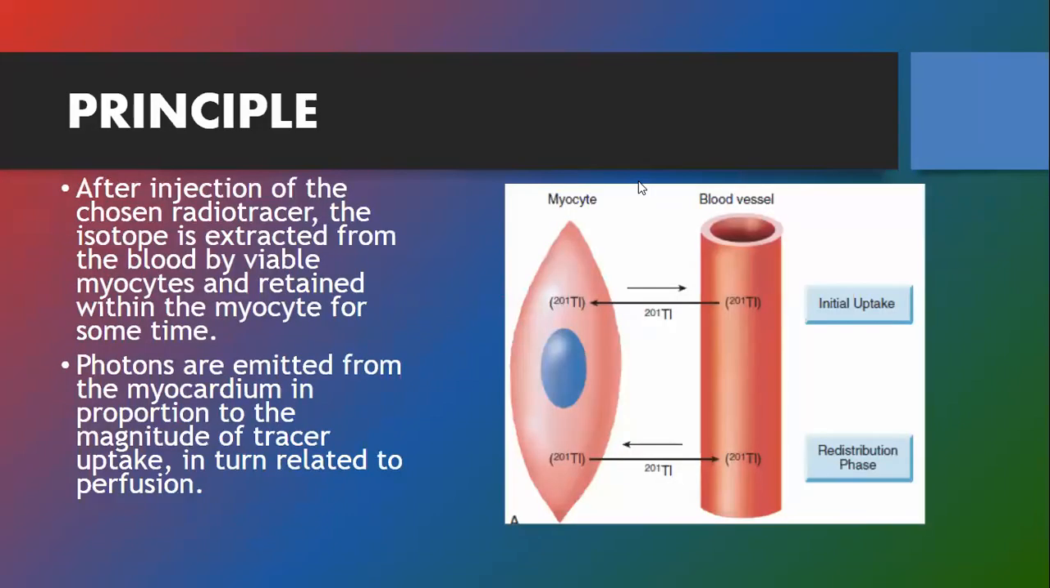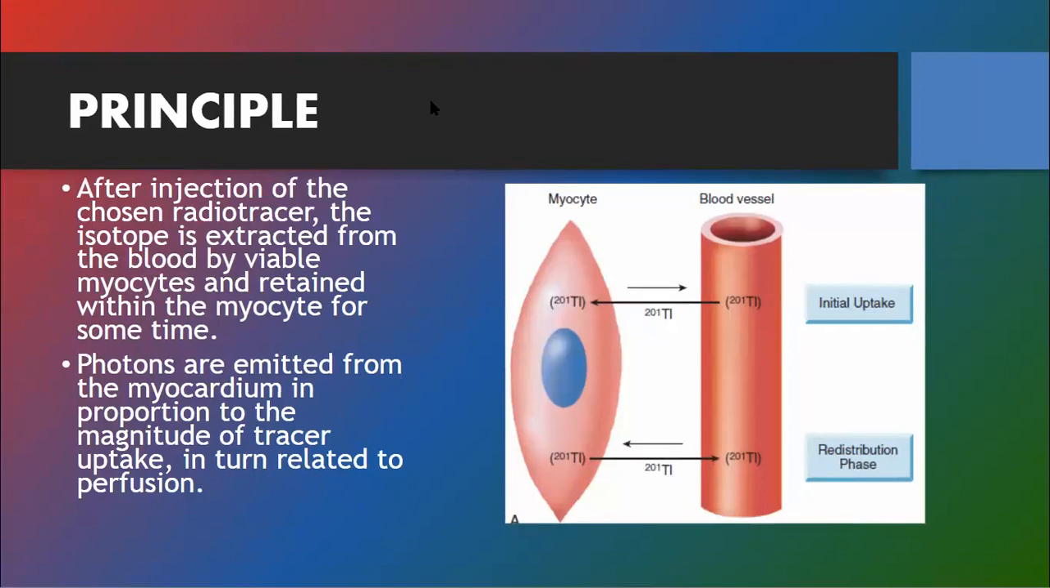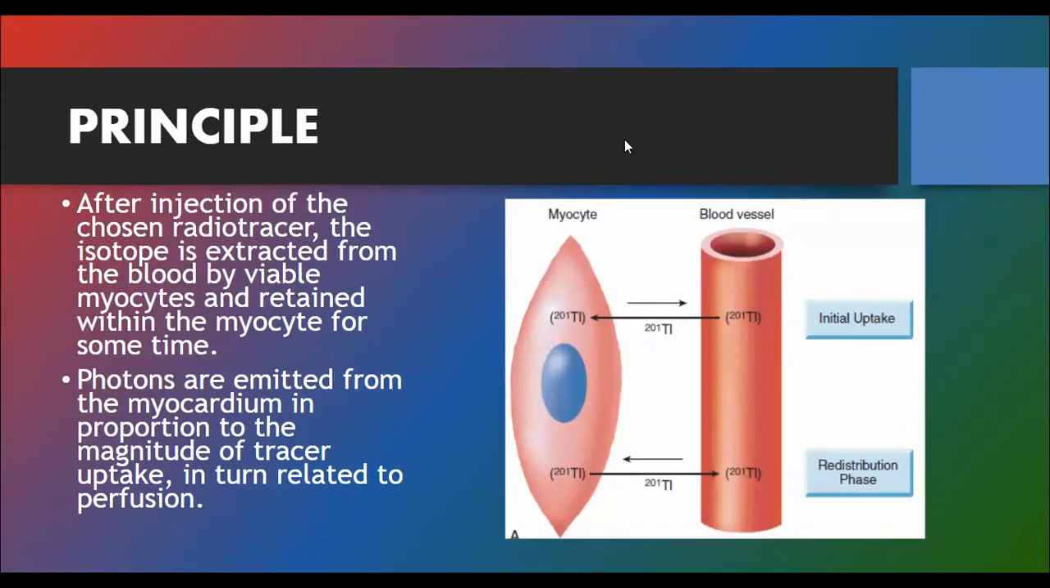Okay, the basic principle. Everyone has to understand this, how actually it is going to work. We inject an isotope, which most of the time is technetium, and from the blood stream, viable myocytes are going to absorb that isotope. In this illustration, it is representing the thallium which we were using in the past, but because of its longer half-life, we are no longer using it.